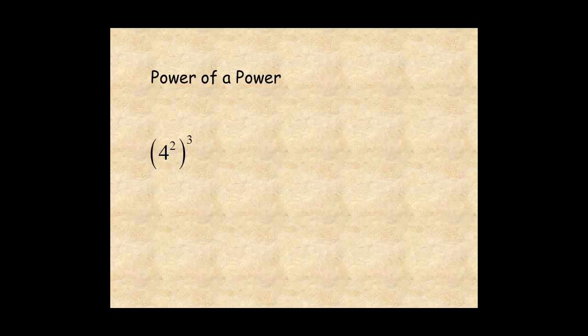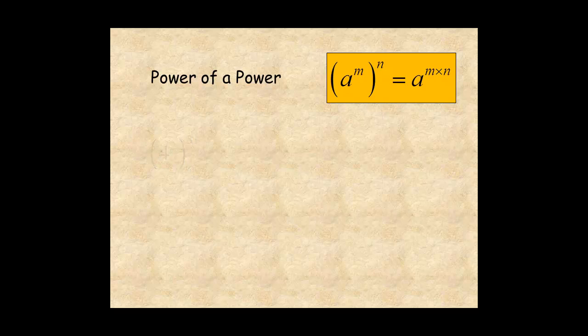For a power of a power, use the following rule. Multiply the exponents. This rule is easy to understand. For this expression, there are 3 factors of 4 to the power of 2. Using the product rule, add the exponents, and you get 4 to the power of 6. So the rule makes sense.